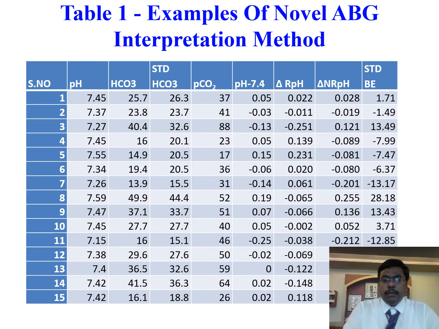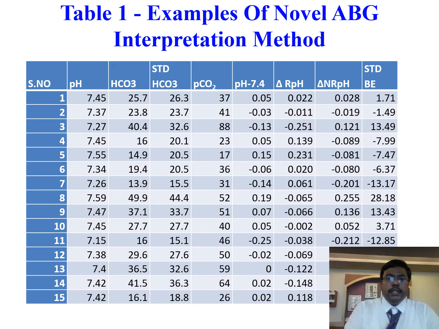So using this concept, we can classify the various acid-base disorders because delta RPH is well correlated with PCO2. I already showed in the graph. Similarly, delta NRPH is well correlated with standard base excess. Routinely, standard base excess we are using for metabolic acid-base disturbances. So delta NRPH is well correlated with standard base excess and delta RPH is well correlated with PCO2. So this interpretation method can be applied.